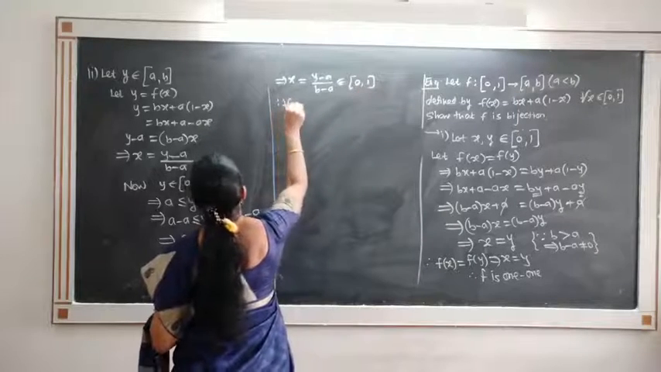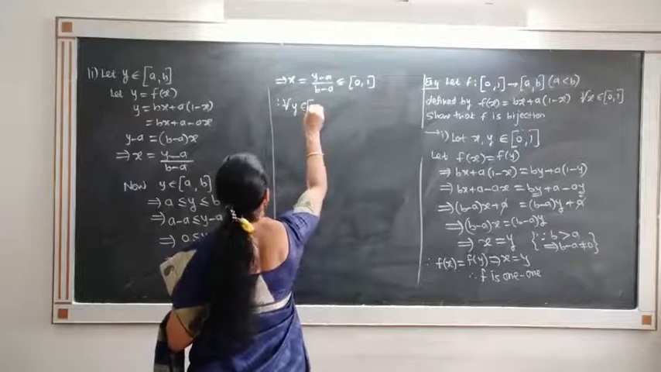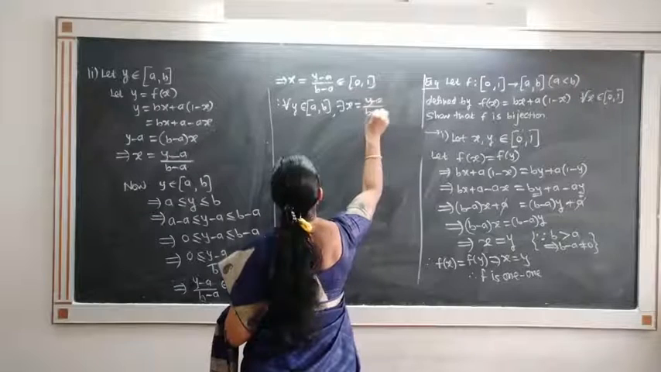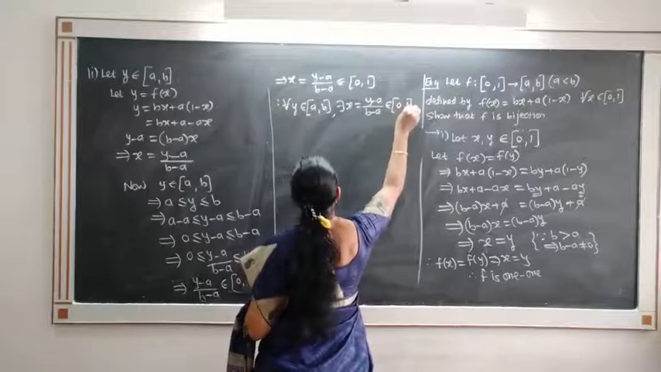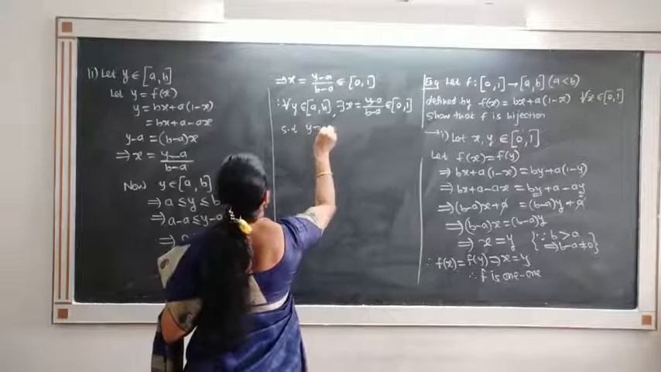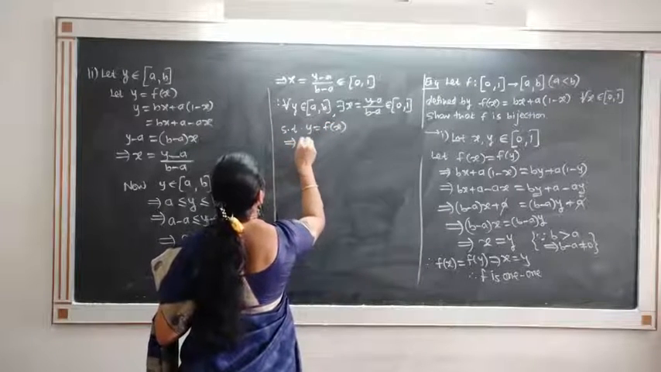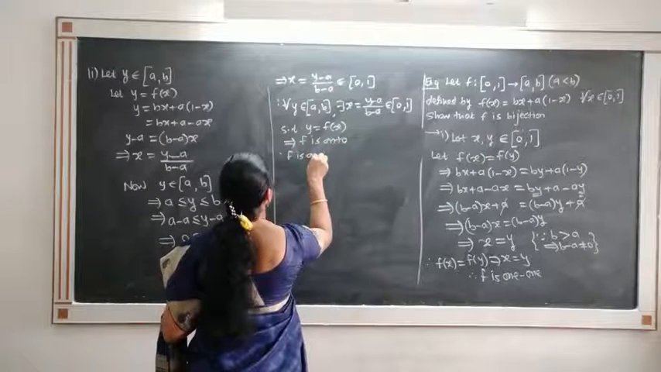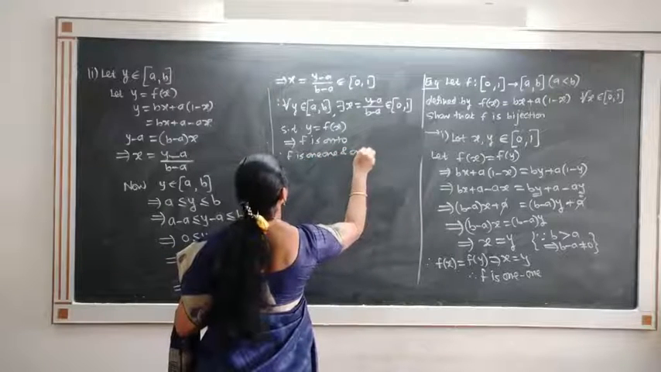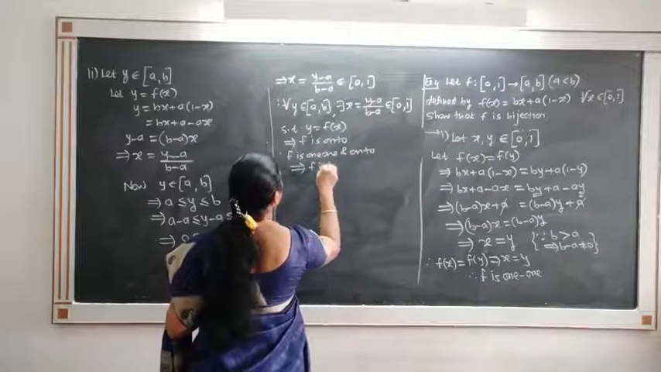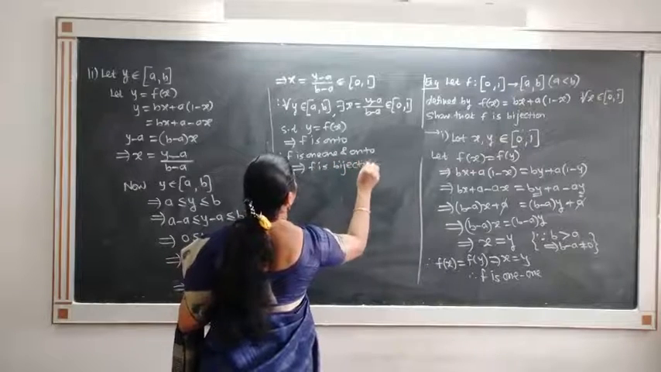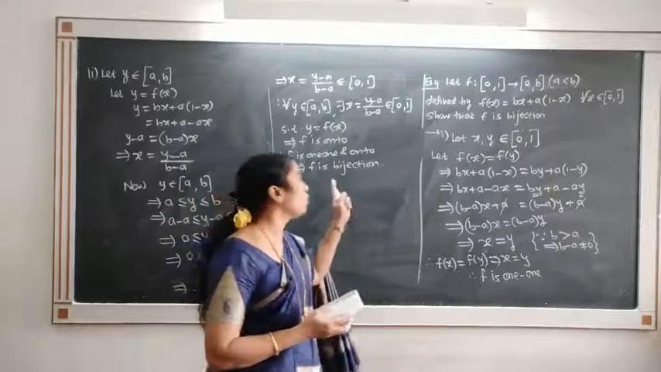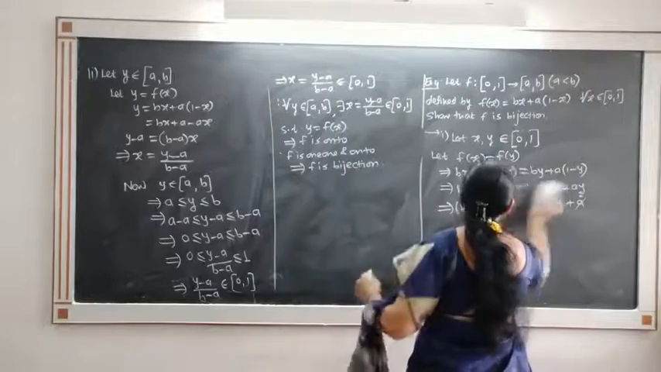Therefore, for every y in the codomain, that is [a, b], there exists x equal to (y minus a) upon (b minus a) in the domain [0, 1], such that y is equal to f(x). This implies that the function is also onto. Therefore, f is 1-1 and onto, which implies that f is a bijection. So observe that in this case f is 1-1 and onto, so it becomes a bijection.